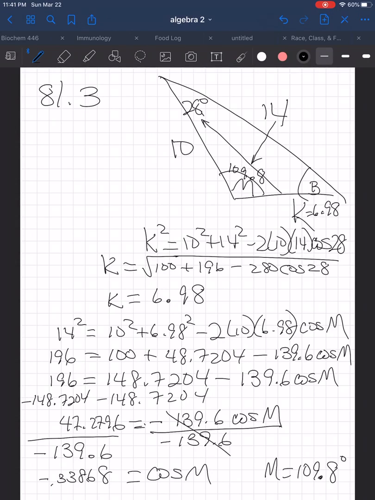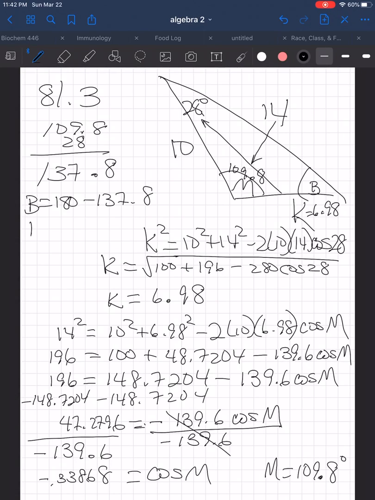And once we have these two angles, we don't need trig anymore. We can just add 28 plus 109.8 and then subtract from 180 to get B. So B will be 180 minus 137.8. So that's 42.2 for angle B.